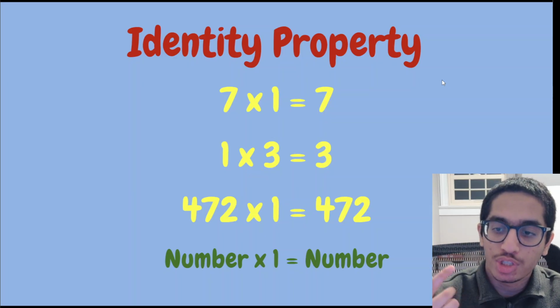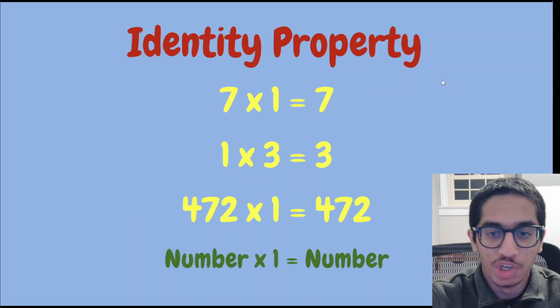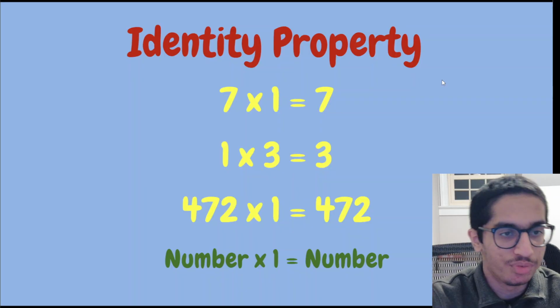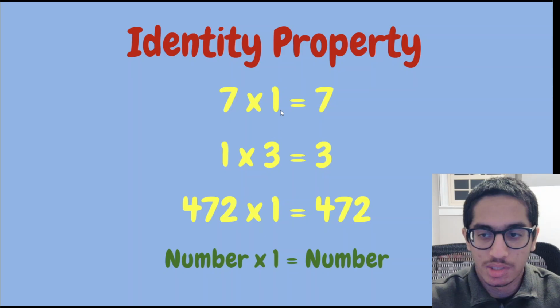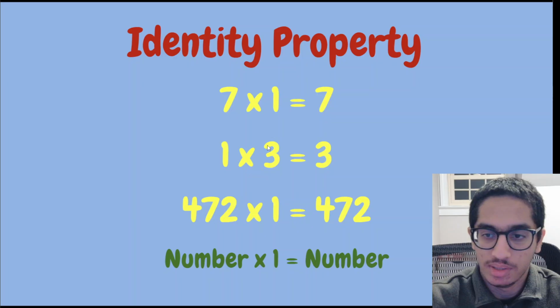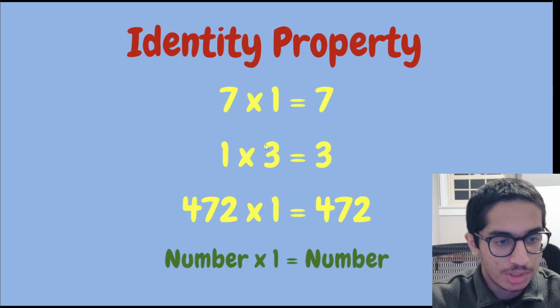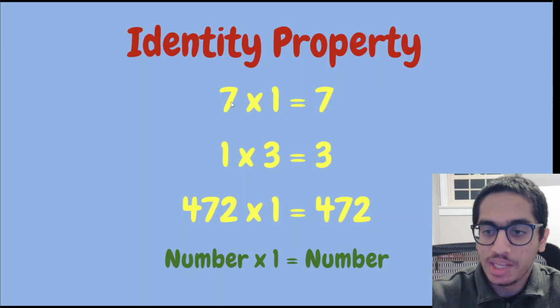Let's remember back to addition. In addition, the identity property states that any number plus 0 is the number itself. Well, multiplication is a little bit different. Let us take the number 7 multiplied by 1. The answer is 7. Let's take the number 1 multiplied by 3. The answer is 3. Basically, if you take any number multiplied by 1, then you're basically taking the number once.